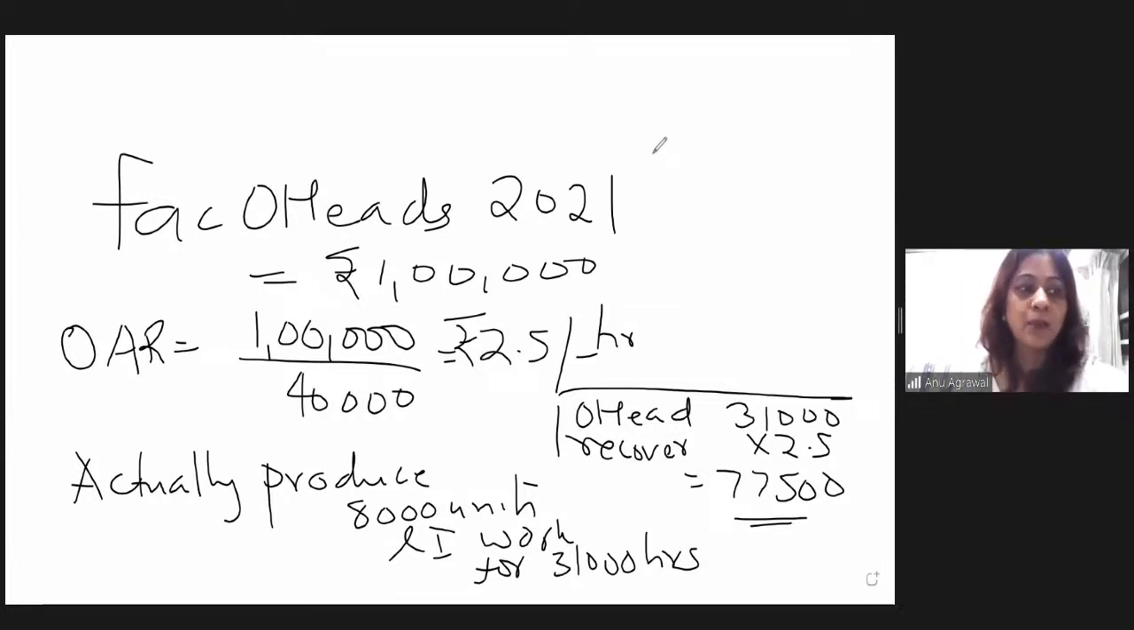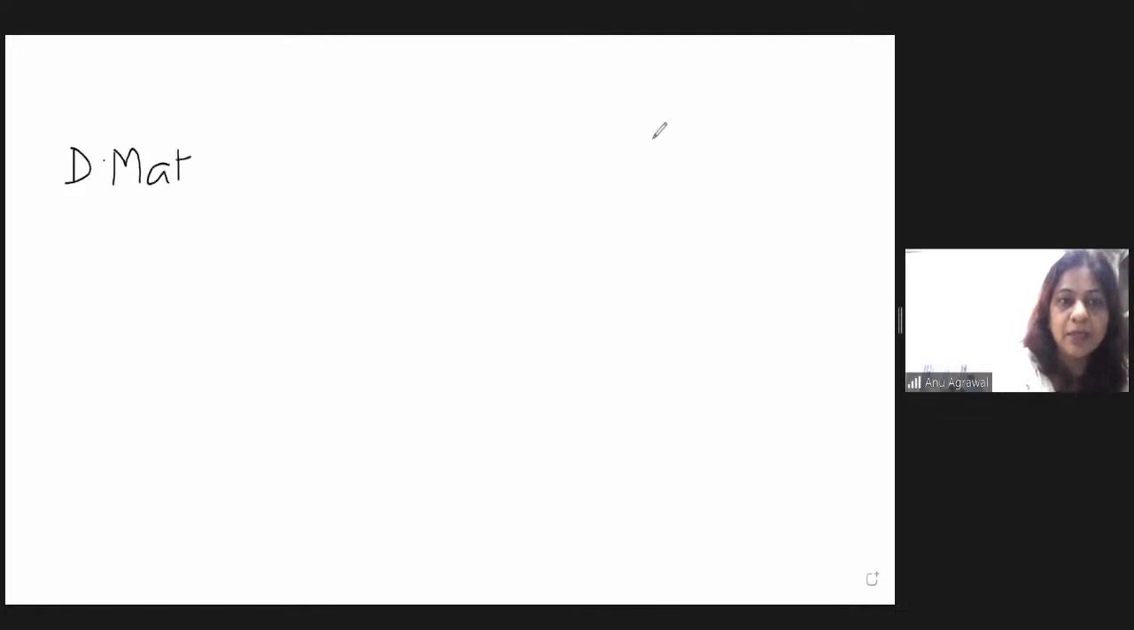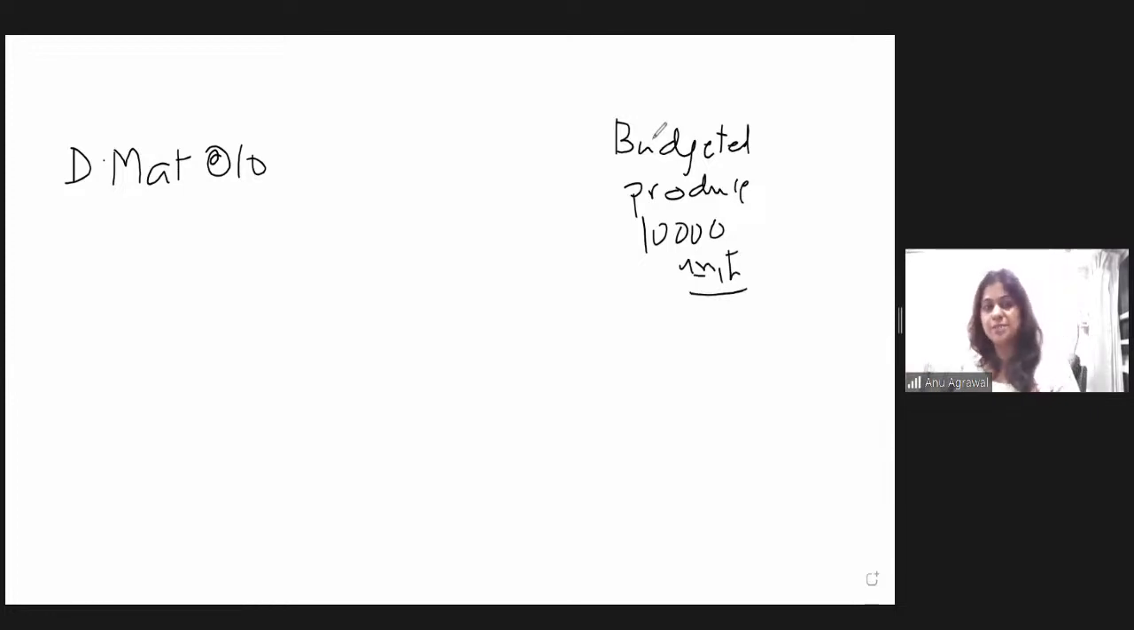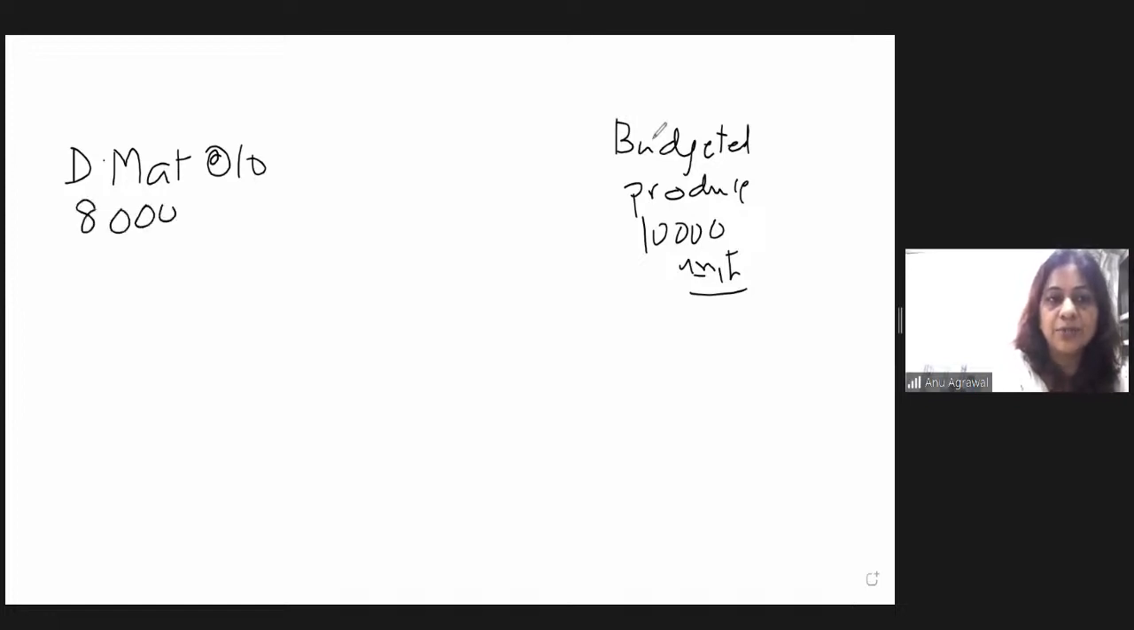So for this, I take up a very small example so that you're able to follow it again. I re-explain the whole thing. Now, guys, let us say for producing one good, I have a cost sheet. Direct material is at the rate of rupee 10. You budgeted to produce 10,000 units, but you've actually produced 8,000 units. Let us see how the cost sheet will appear. Direct material 10 rupees into 8,000 units actually produced is rupees 80,000.